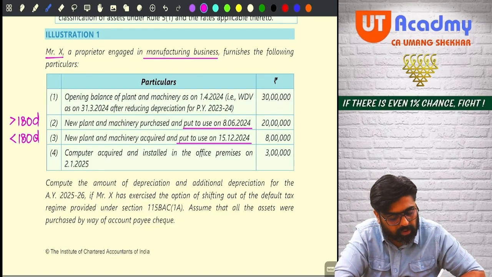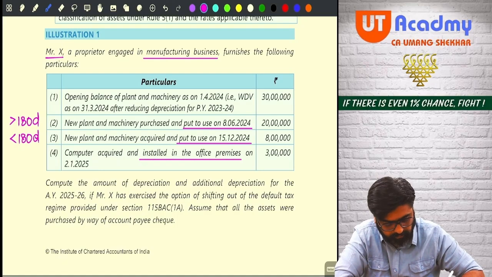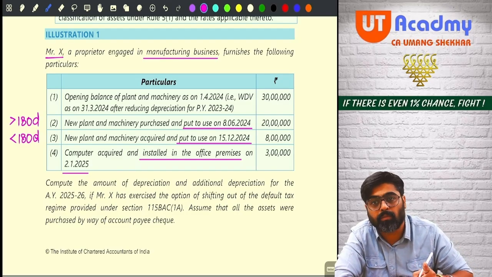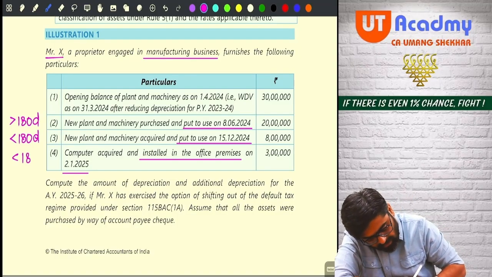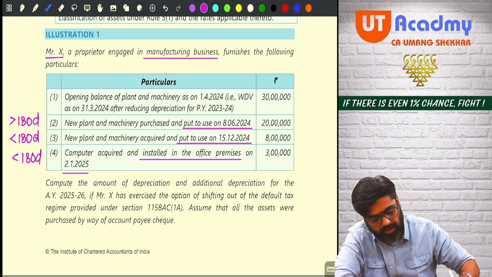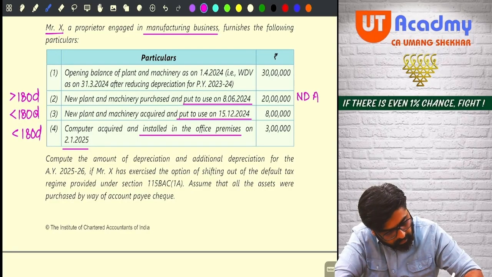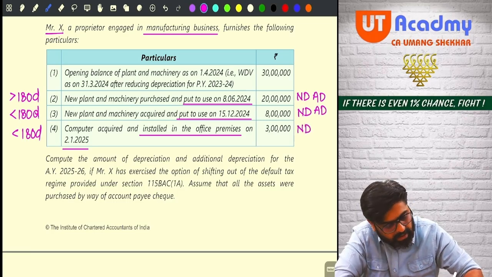Computer acquired and installed in the office premises after my birthday. Will you get normal depreciation on this computer? Yes, the normal will be half because it is put to use for less than 180 days, but additional depreciation you cannot get. On the new plant and machinery bought now, you will get normal depreciation also, additional depreciation also. But on this, normal depreciation you will get, additional depreciation you will not get.